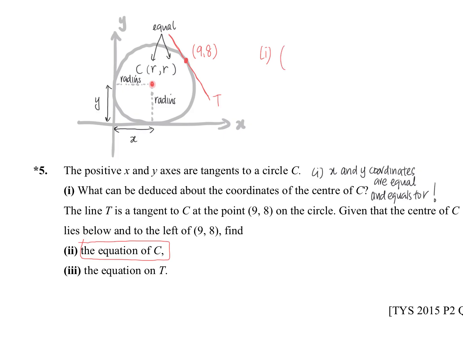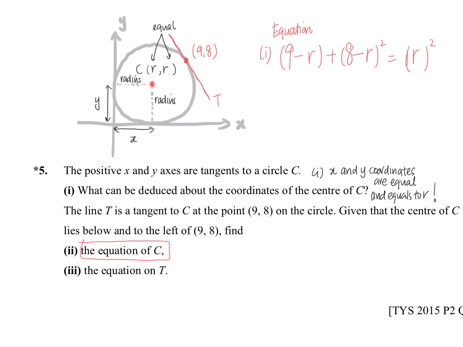Okay, so I just use the equation of circle formula. I know that my center is (r, r), right? The x and the y are both r. My radius is r. So instead of x and y, they gave me a specific point that lies on the circle, so I can just put in (9, 8). So my x is 9, my y is 8. I put in this as my equation first.